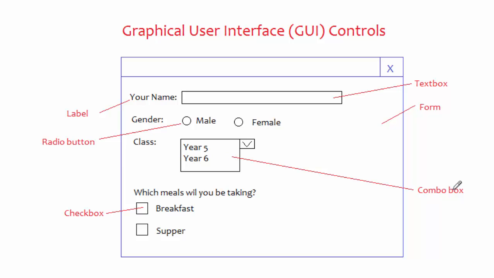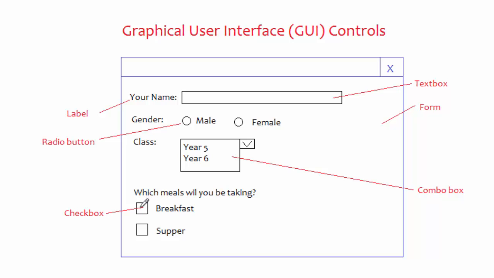Another component which is popular is the combo box. This one will provide a list where you can choose what you want, but only one can be selected. You cannot select more than one item in the list.